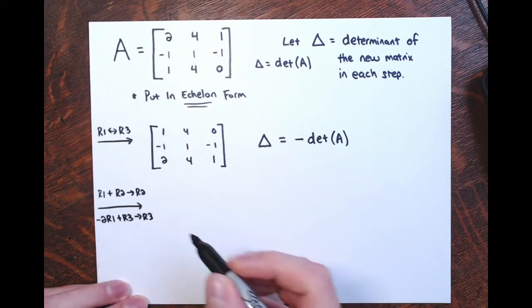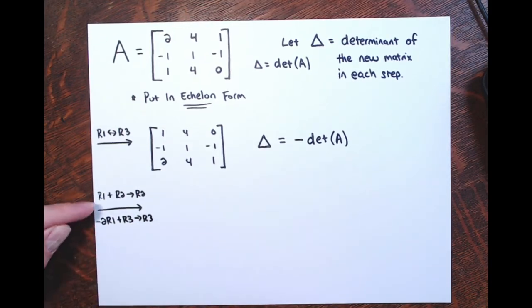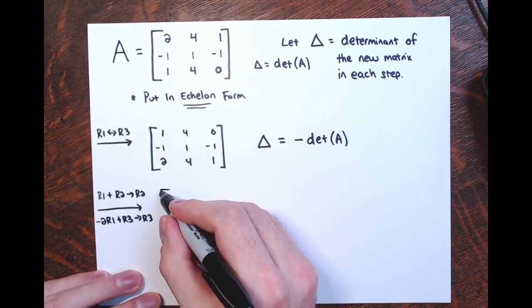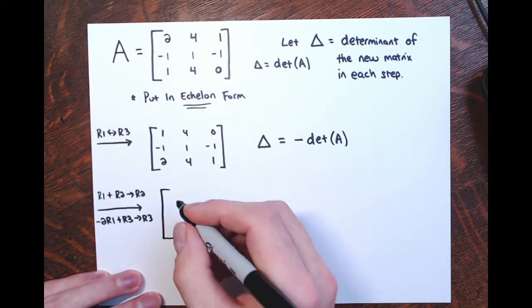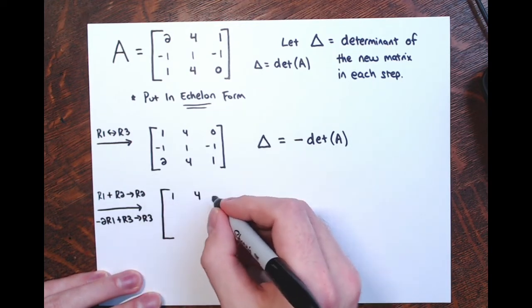And again, I'm doing both of these at the same time because this operation, adding a multiple of one row to another row, doesn't change the determinant. So I don't mind doing both of those at the same time. So row 2 and row 3 are going to change. Row 1 stays the way it is, 1, 4, 0.